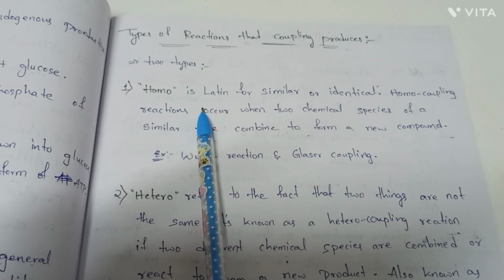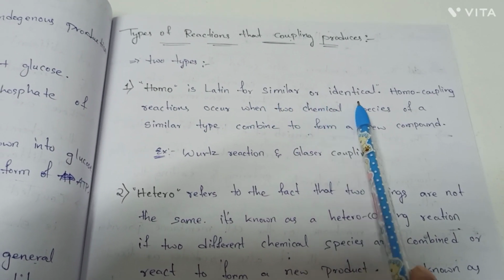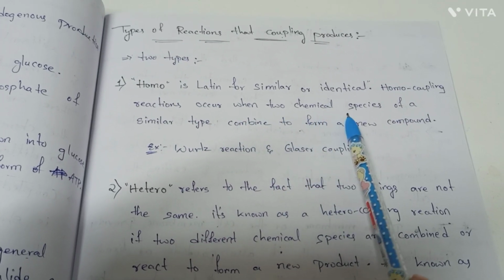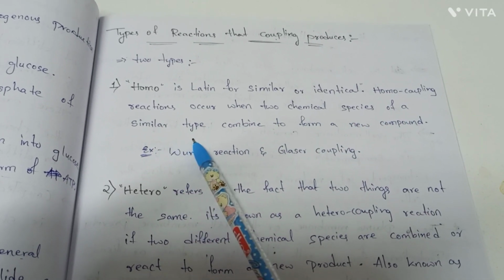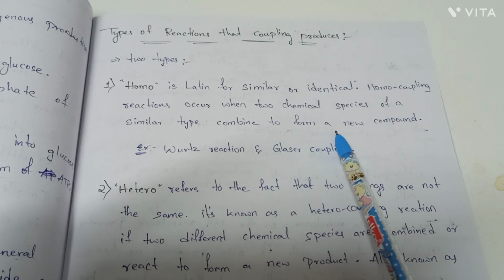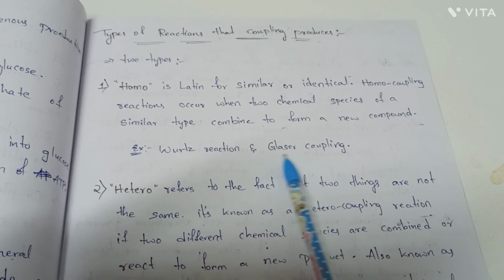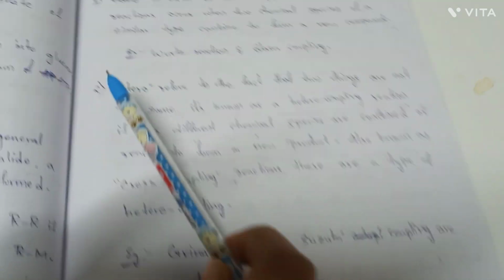Types of reactions that coupling produces. Two types. Homo is Latin for similar or identical. Homocoupling reactions occur when two chemical species of a similar type combine to form a new compound. For example, Wurtz reaction and Glaser coupling.